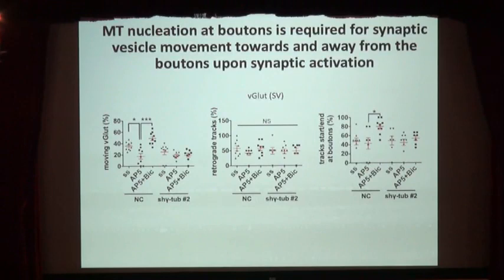So to further understand whether the local synaptic vesicle transport is dependent on de novo microtubule nucleation, I examined the motility of the mobile pool of V-glut in gamma tubulin knockdown neurons. And remarkably, I find the gamma tubulin knockdown strongly abrogated the increase in the percentage of moving V-glut and also the percentage starting or ending at the boutons. And this suggests that de novo microtubule nucleation at boutons is indeed required for synaptic vesicle interbouton transport.